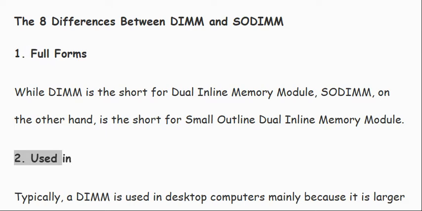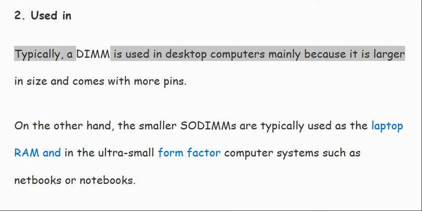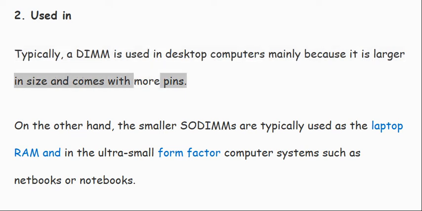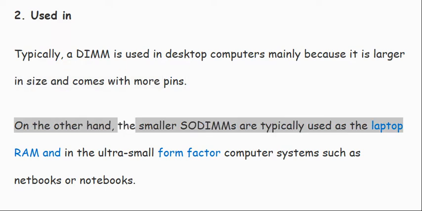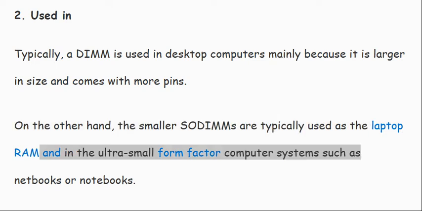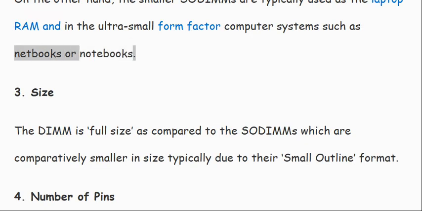2. Used in. Typically, a DIMM is used in desktop computers mainly because it is larger in size and comes with more pins. On the other hand, the smaller SODIMMs are typically used as the laptop RAM and in the ultra-small form factor computer systems such as netbooks or notebooks.